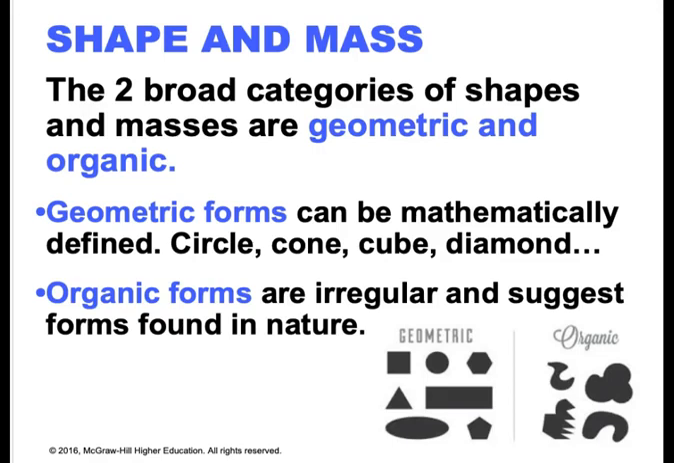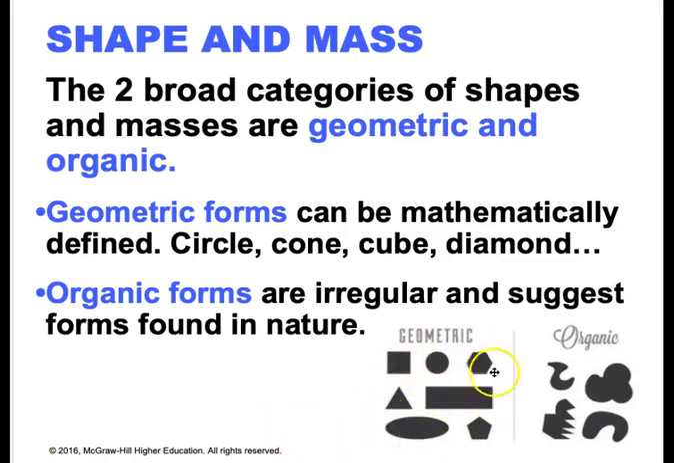There are two broad categories of shapes and masses. They can be geometric or organic. These are a couple of vocabulary words that you'll want to learn. I usually teach these more specifically under the category of shape, but there can be masses as well. So think of it this way: geometric sounds like it has geometry in it, right? And so geometric forms or shapes can be mathematically defined. They're things like circles, cones, cubes, diamonds.